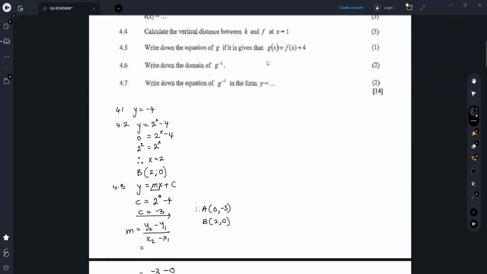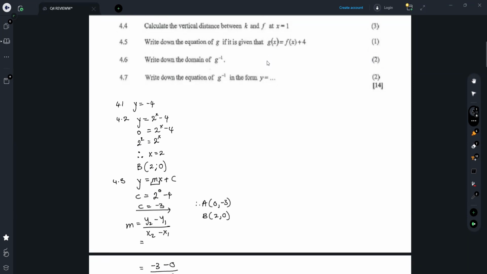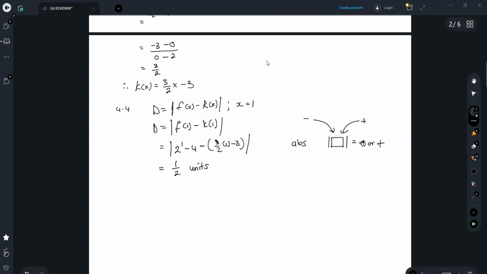Right. Now we're also given 4.5 here. They say write down the equation of g if it is given that g of x is equal to f of x plus 4. So this is a shift, my good people. And what type of shift is it? Since it happens outside of f of x, this is going to be a vertical shift. Okay? So it means that we are moving the graph either up or down. So now since they said write down, it means that we don't have to do a whole lot of calculations with this question, but we're just going to write it down explicitly so that you guys see how we could do it.